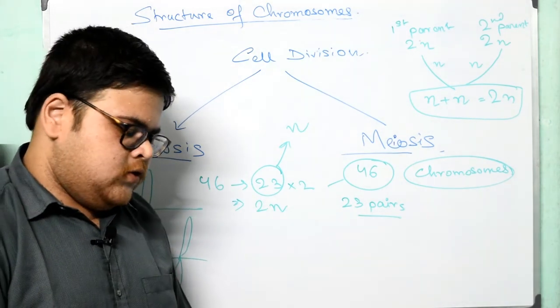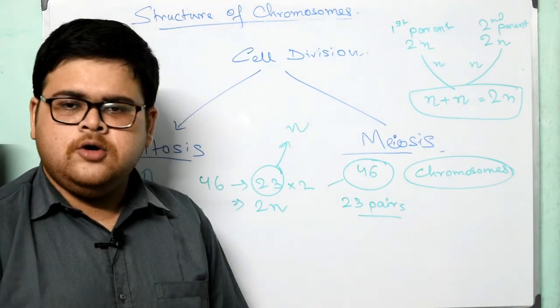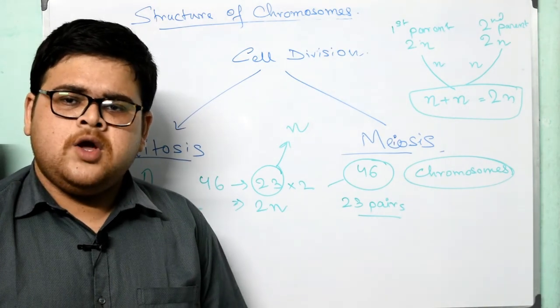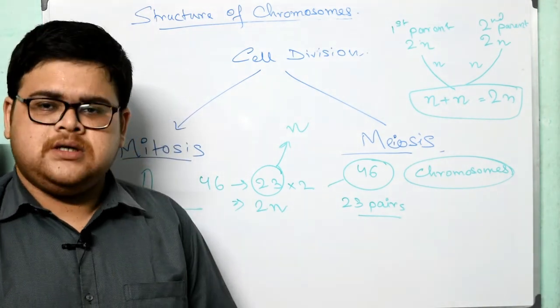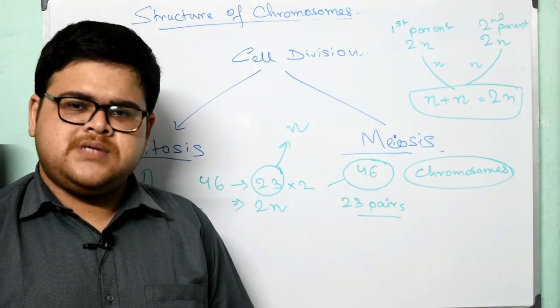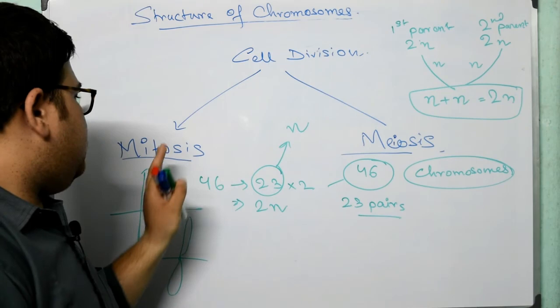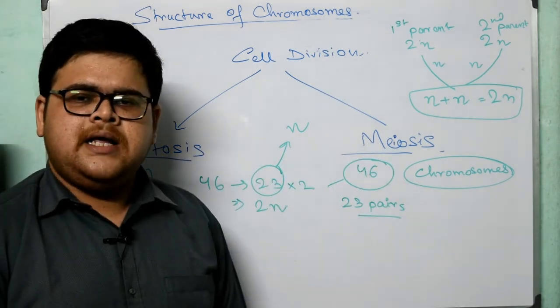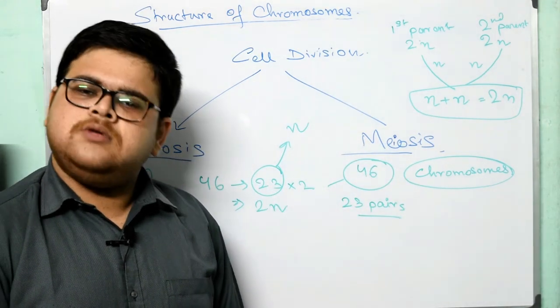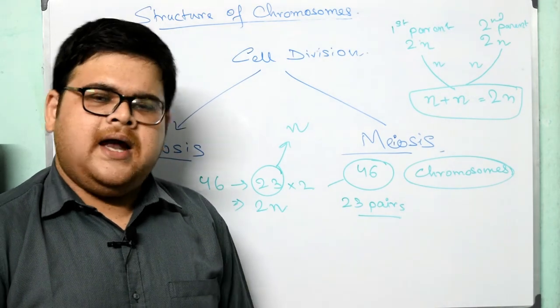In my next lecture, we will continue with cell division. I have already given you a brief about the two types of cell division, mitosis and meiosis. We will study what cell divisions are, how they occur, what their types are and everything.